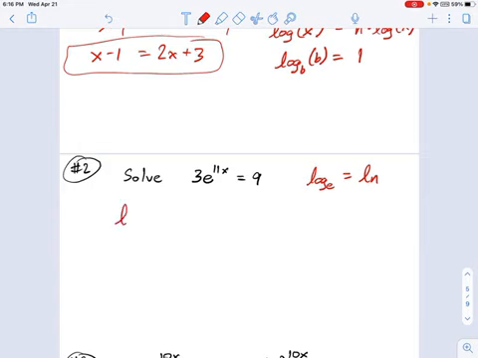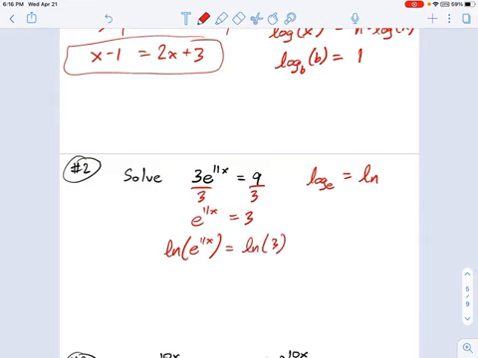So let's do ln of 3e to the... what's wrong with this? Look at this. I've got a 3 in front. That's going to make things complicated for me. Why don't I divide first? Actually, I think this was step 1, right? Combine like terms. So this becomes e to the 11x equals 3. Now I'm going to take the logarithm of both sides. ln of e to the 11x equals ln of 3.